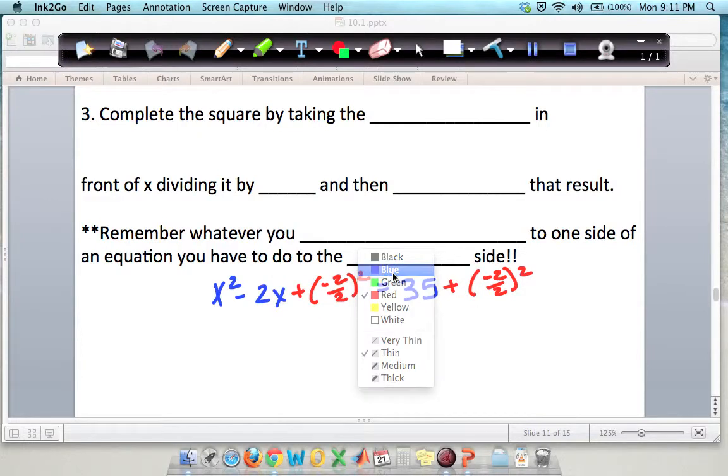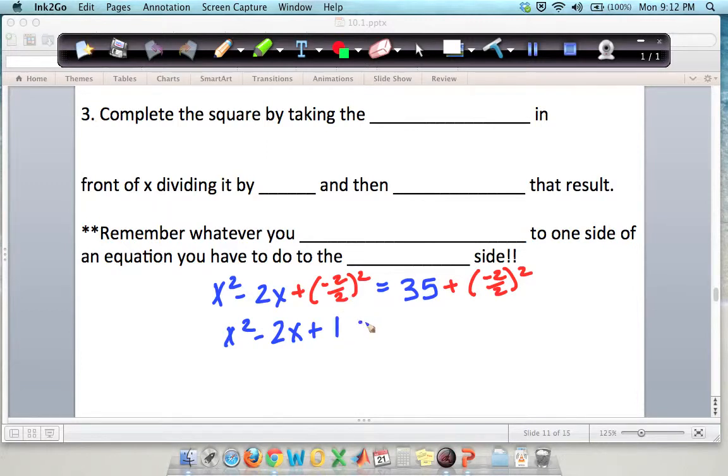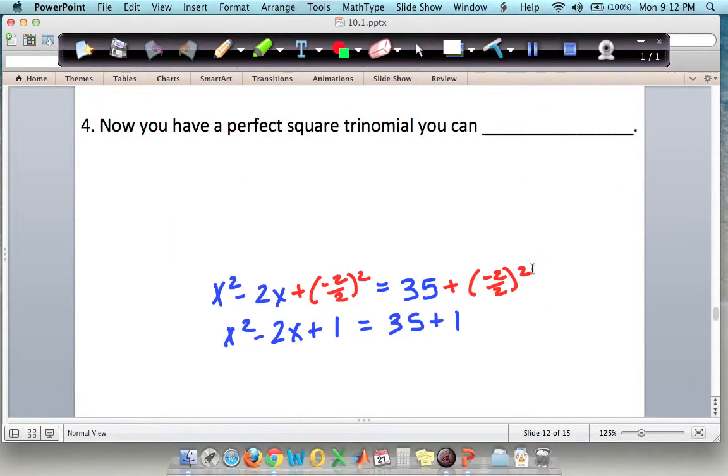And now let's go ahead and simplify that. That simplifies to be x squared minus 2x plus, -2 divided by 2 is -1, -1 squared is 1. And on the right-hand side, we have 35 plus 1. Okay, now you have a perfect square trinomial you can factor.